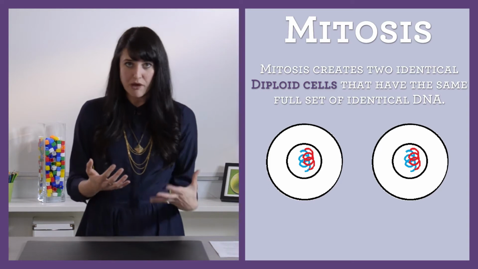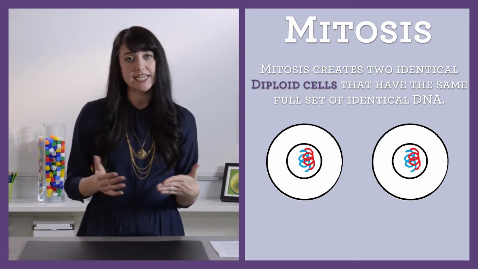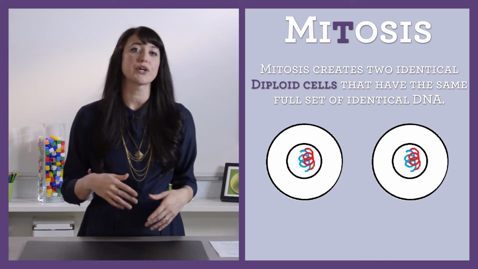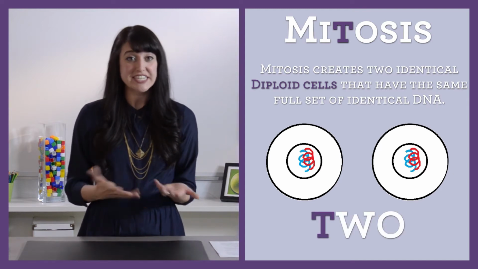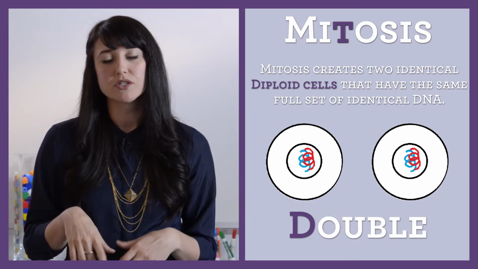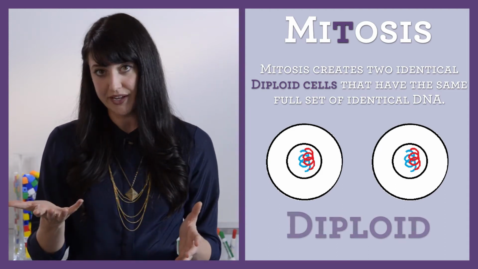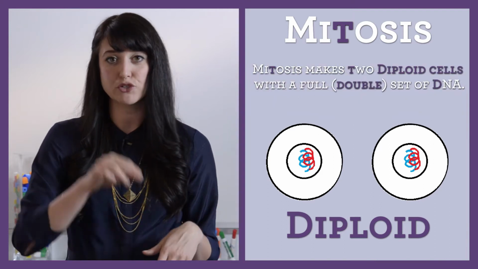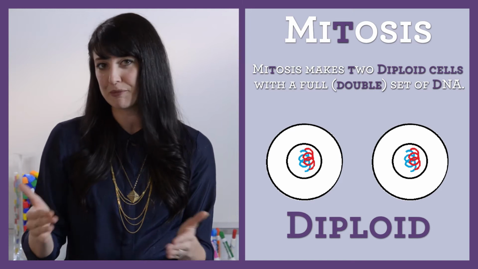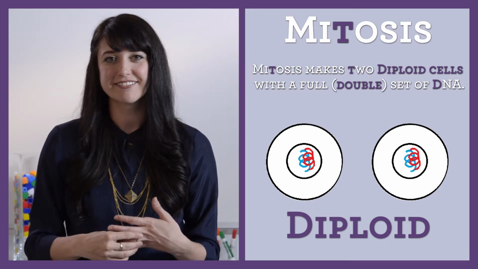Mitosis creates two identical diploid cells that have the same full set of identical DNA. The way that you can remember this is think about the T in mitosis. Mitosis has a T in it. The word two starts with T, and double also means two. So double, diploid. Mitosis makes two diploid cells with a full double set of DNA.